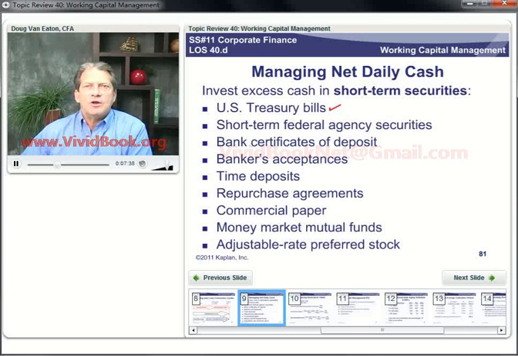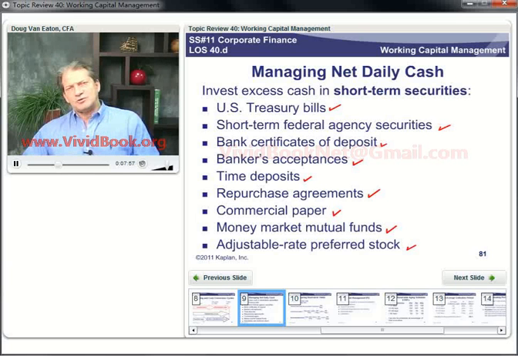Treasury bills, short-term federal agency securities, bank certificates of deposits, bankers' acceptances, time deposits, repurchase agreements, commercial paper, money market mutual funds, or adjustable rate preferred stock. It's preferred stock where the rate is adjusted periodically to the market rate to bring the market price of the preferred back to a target level.